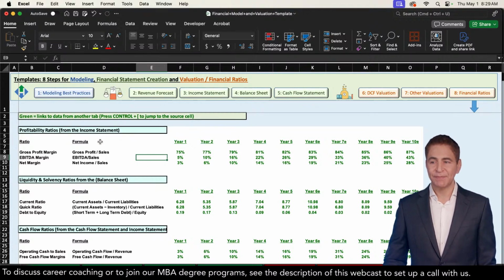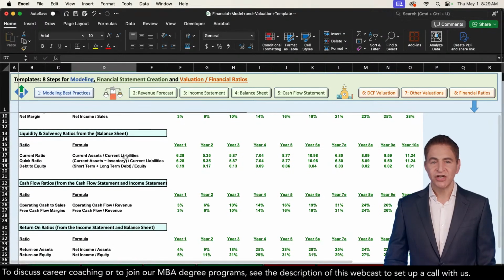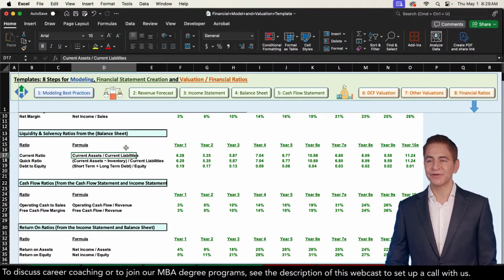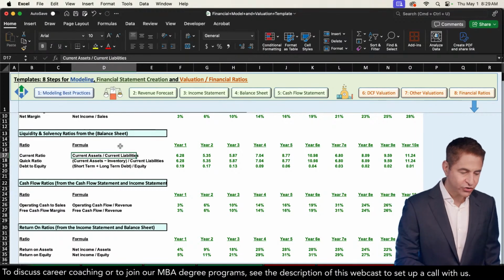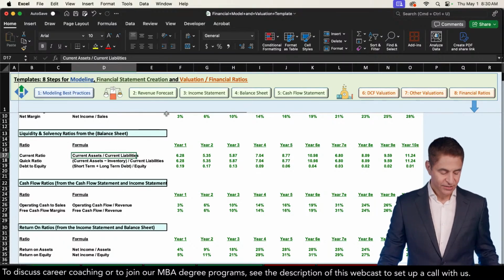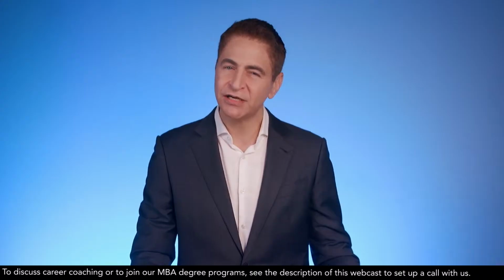Next up, we look at the balance sheet. We look at what are called liquidity and solvency ratios. The first ratio we look at is the current ratio, which is current assets over current liabilities. We want it to be going up. But the problem with looking at the current ratio only, and I'll come back to this in a second, is that you're not accounting for inventory. Now, inventory can destroy a company.